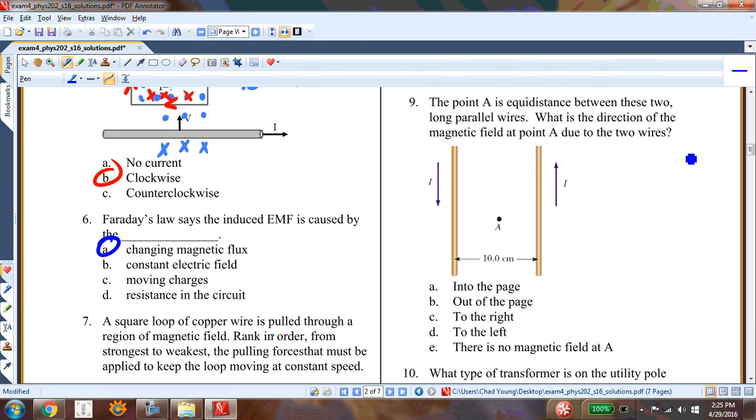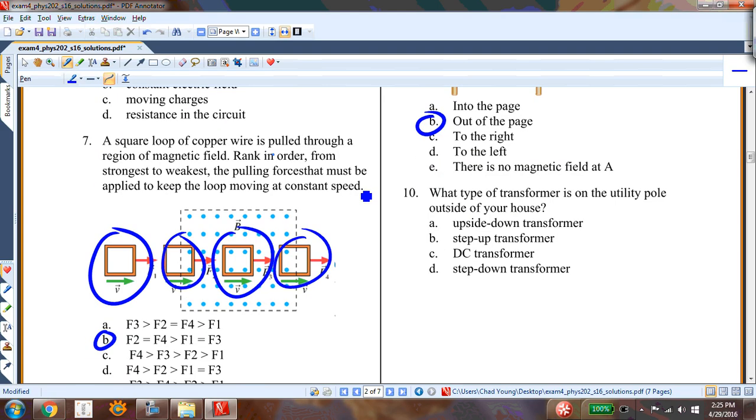Point A is equidistant between these two long parallel wires. What is the direction of the magnetic field at point A due to the two wires? Well, due to this wire, I have a magnetic field that's into the page, out of the page. Due to this wire, I have a magnetic field that is into the page, out of the page. So over here, I have a magnetic field that is out of the page. What type of transformer do we have outside our house? That is a step-down transformer. It takes it from high voltage to low voltage.